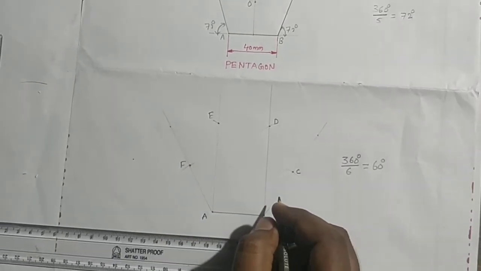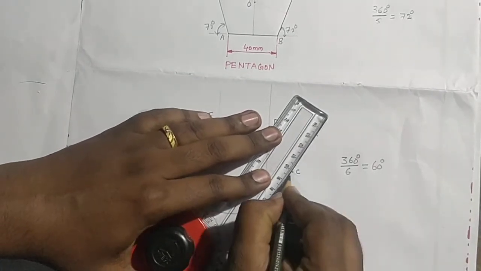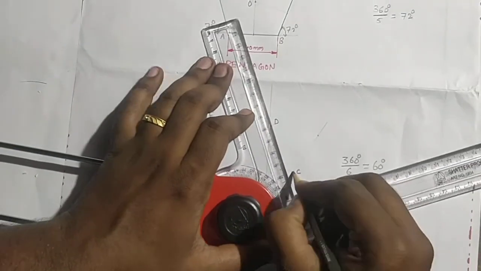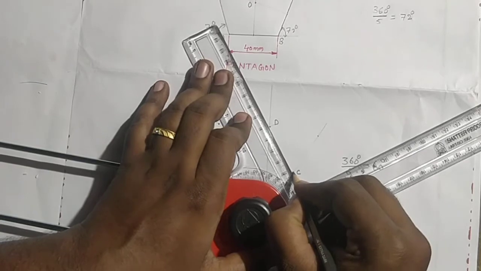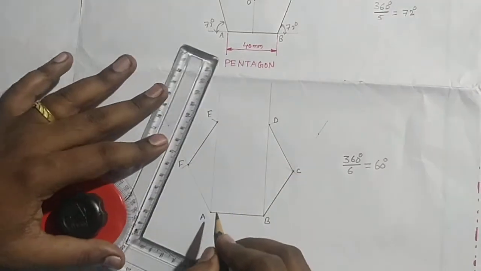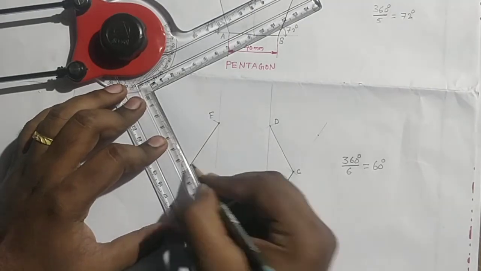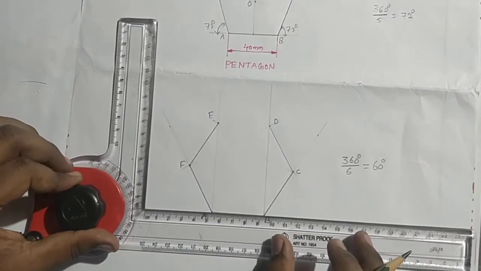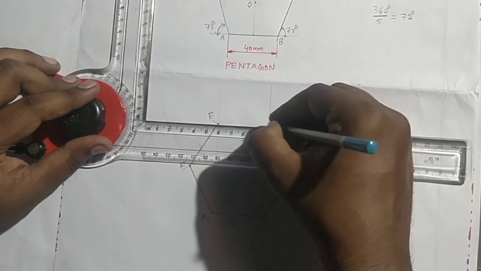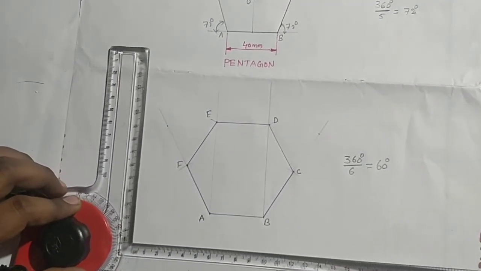Next, join all the points: B, C, next CD, EF, AF. Here ED and AB are parallel lines, so I have to check before drawing. Okay, it is the required hexagon.